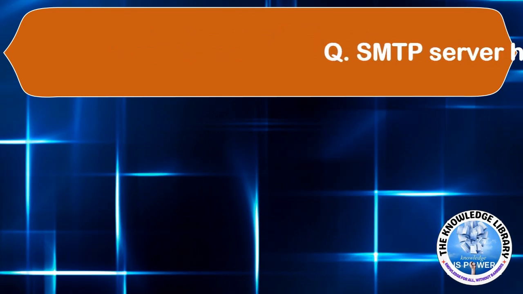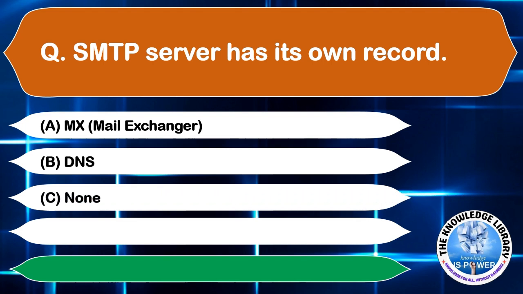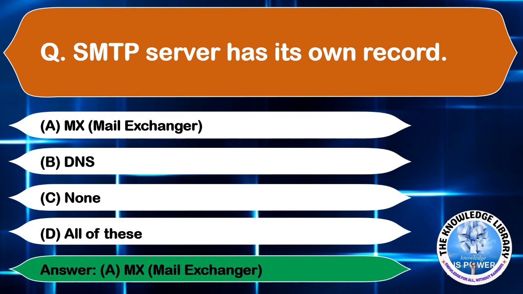The next question is, SMTP server has its own record. Option A, MX Mail Exchanger. Option B, DNS. Option C, none. Option D, all of these. The correct answer is option A, Mail Exchanger.